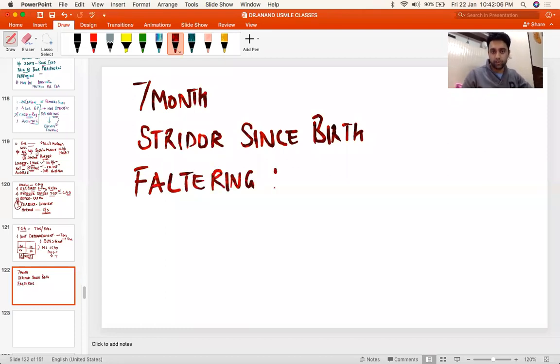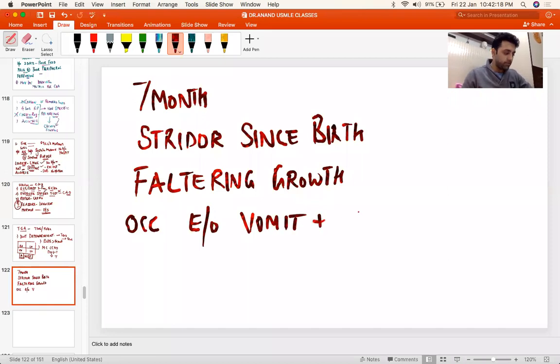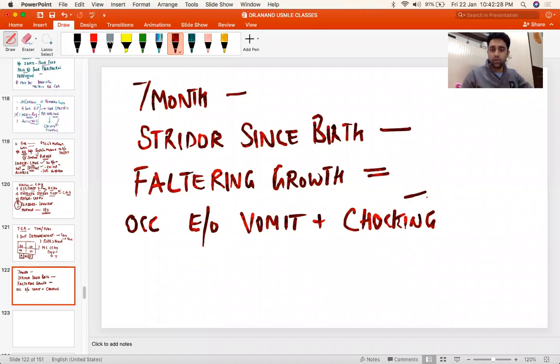Okay, 7-month-old child. Now listen carefully. Maybe you get an answer. Maybe I'll give you a chocolate. So he's having faltering growth, number one. He's also having occasional episodes of vomiting plus choking. I'll repeat again. 7-month-old child having stridor since birth, his growth is not good. He has occasional episodes of vomiting and choking.